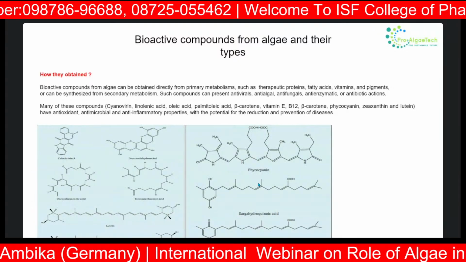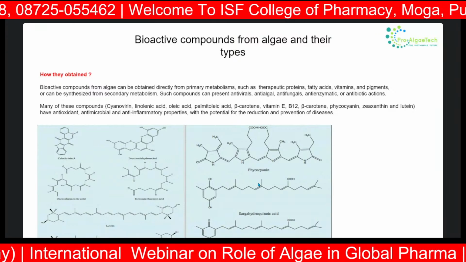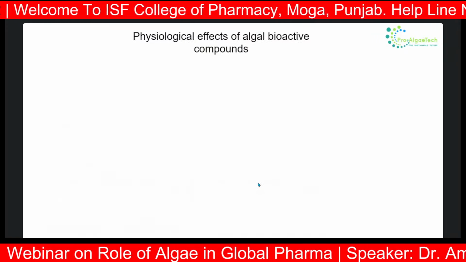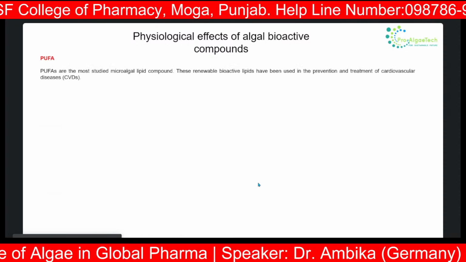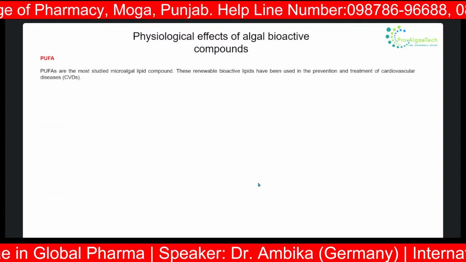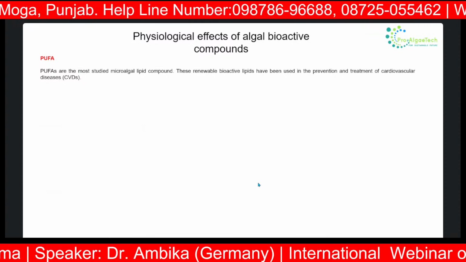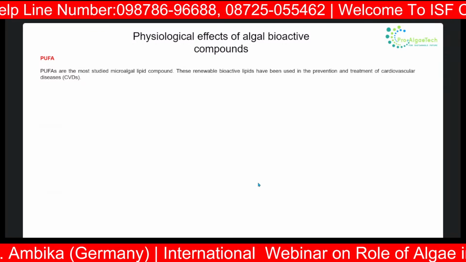So phycocyanin, you can see, and the DHA, EPA, lutein, and zeaxanthin structures. What are the physiological effects of these algal bioactive compounds? PUFAs are the most studied microalgal lipid compounds. These renewable bioactive lipids have been used in the prevention and treatment of cardiovascular diseases.